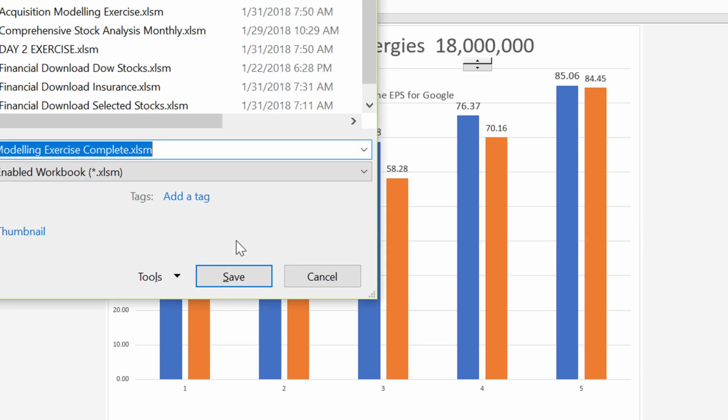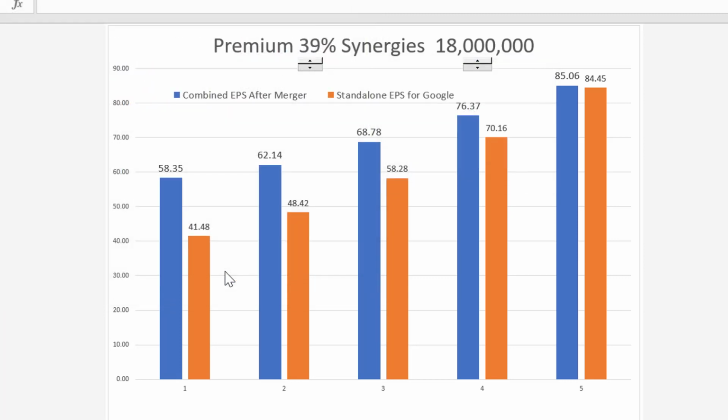So this is the acquisition modeling exercise file. There's one that's complete and non-complete. This is the complete one. And that's the end of the video.